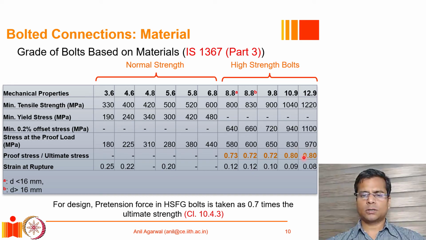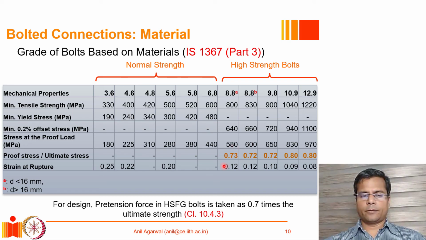For such bolts, if we calculate the ratio between the proof stress and the ultimate stress, we will get these values. You can see the values vary between 0.72 to 0.8, about 72% to 80%. That is the proof stress, the pre-tension. The pre-stress level that will exist in the bolt even without any external load will be about 70% to 80% of the ultimate strength of the bolt.